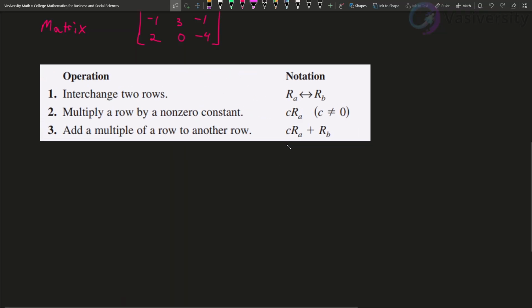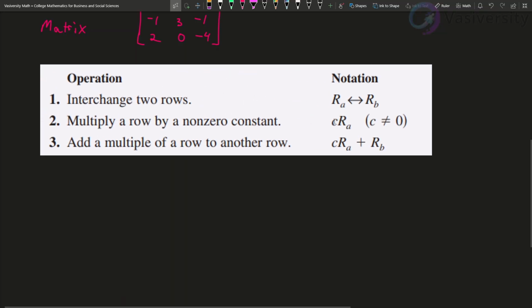We can multiply a row by a non-zero constant. So in this case, c, a constant, times R sub a, where a is the number of the row we're working with. And then we can add a multiple of a row to another row, right? We can add multiples of rows as we desire, as long as we follow the rules of algebra and do not violate them by adding an extra row or subtracting an extra row or column. As long as that holds, it will be okay.